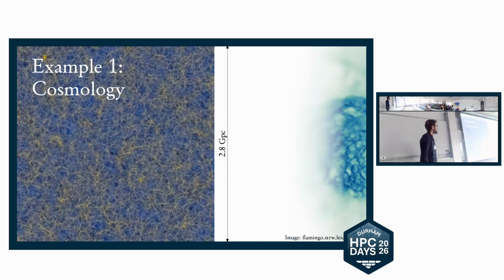So here's an example from cosmology. This is the flagship run from the Flamingo project. It's 2.8 gigaparsecs, which is a stupidly long length. And we're seeing the cosmic web of the universe here. So galaxies live in this sort of sub-pixel scale map.